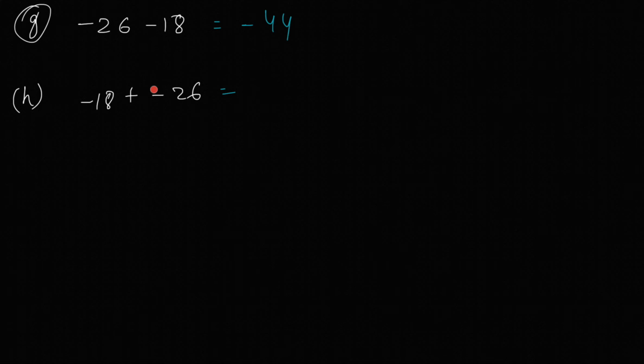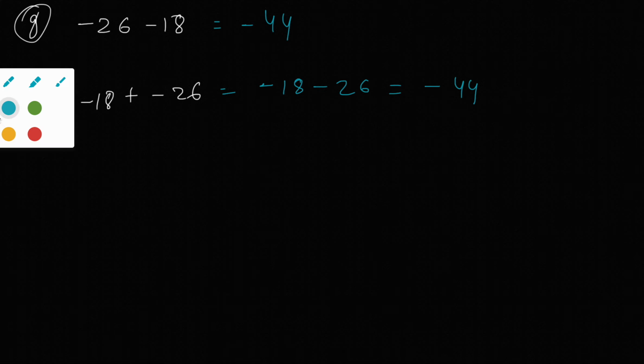Now again we're going to solve this one. Positive negative is negative. So negative 18 minus 26. Now minus minus is plus, and we're going to write the sign of the greater number. The sign of the greater number is negative. So we'll write negative. So minus 18 and minus 26 is minus 44. Okay, so we are done with question number 3 also. Now we have to do question number 4.